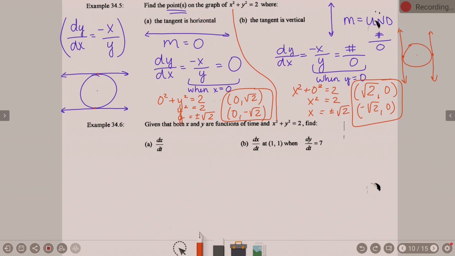Okay, one last part. Given that both x and y are functions of time and x squared plus y squared equals 2, find, first of all, dx/dt, and then we'll use that in part B. So, in order to find dx/dt, do you remember what we did earlier? You still have to do your implicit differentiation, and you could use what we had on the previous page, but the derivative of x squared is going to be 2x dx plus the derivative of y squared, 2y dy, the derivative of 2 equals 0.